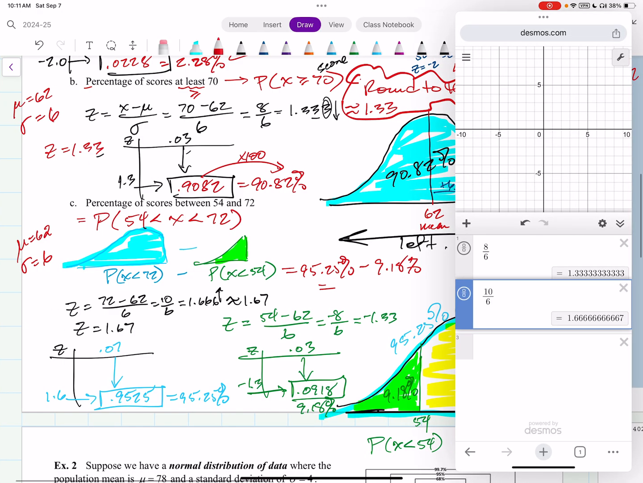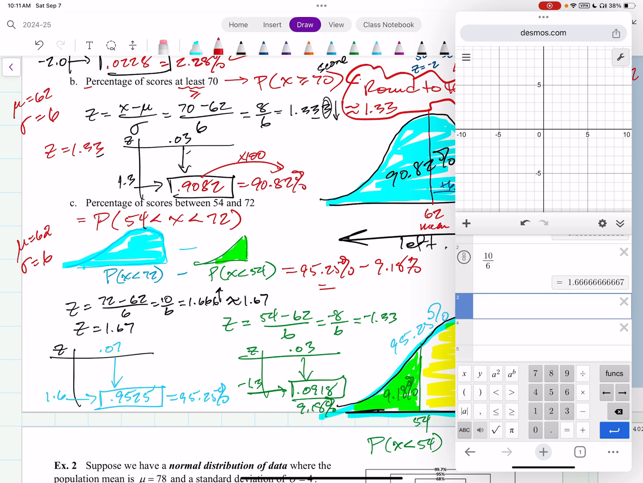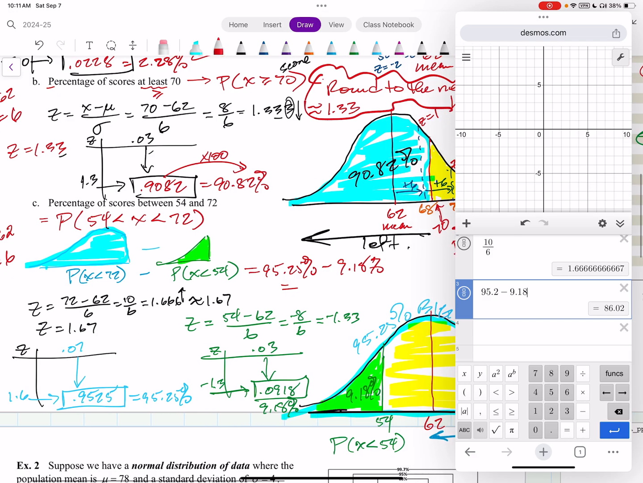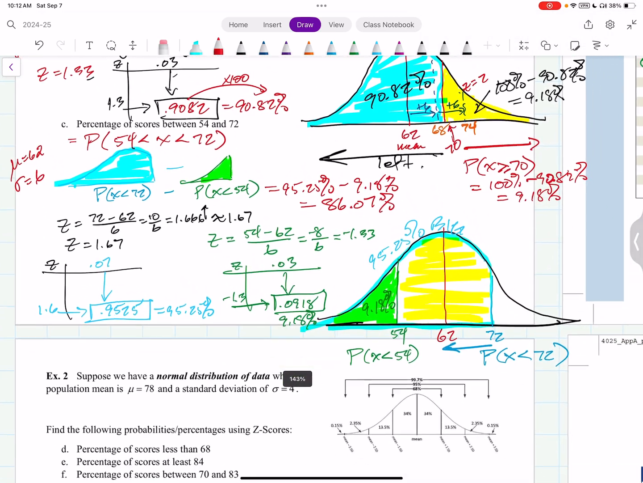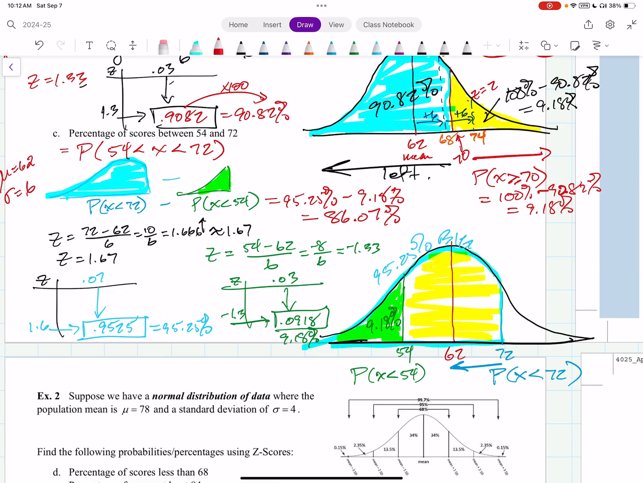So let's bring in the calculator again. That's why Desmos is so cool. You just have it right there anytime you need it. So 95.25 minus 9.18, you get 86.07%. All right. And that is how you find the percentage of the data that lies between two different numbers. You have to find two different percentages, the big one and the small one, for both values. Subtract them, and you got it.